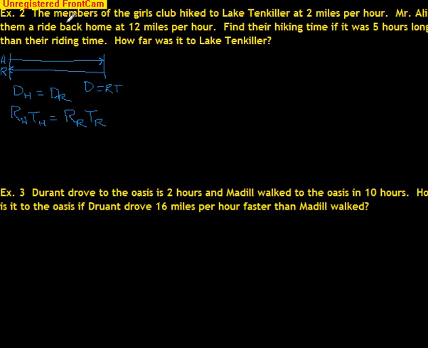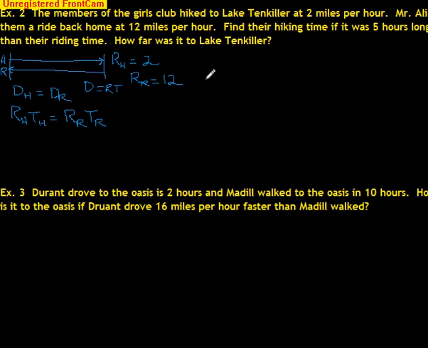And let's find out what else we know. The members of the girls' club hiked to Lake Tenkiller at 2 miles per hour. So we know the rate of hiking. So the rate of hiking was 2 miles per hour. We'll put the units in at the end. And the rate coming home, the rate of riding, was 12 miles per hour. So these are things we know.